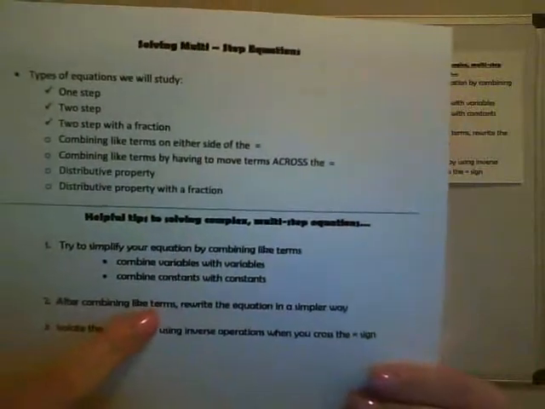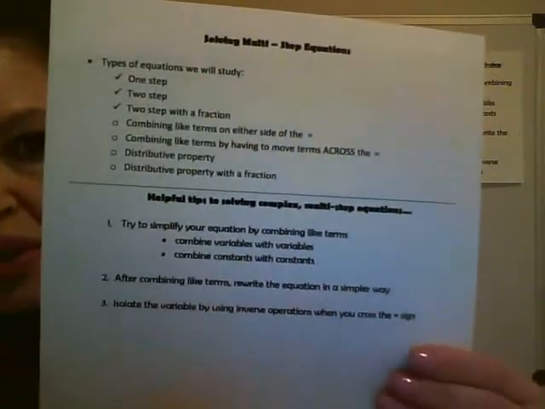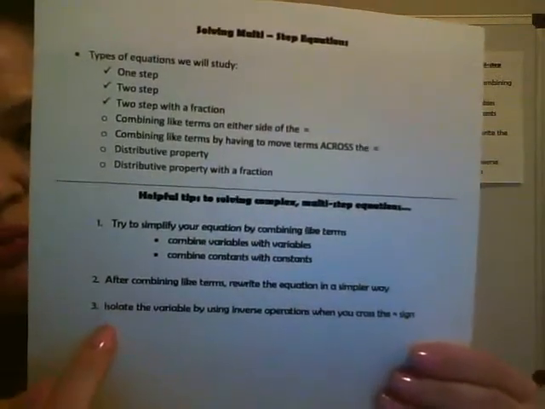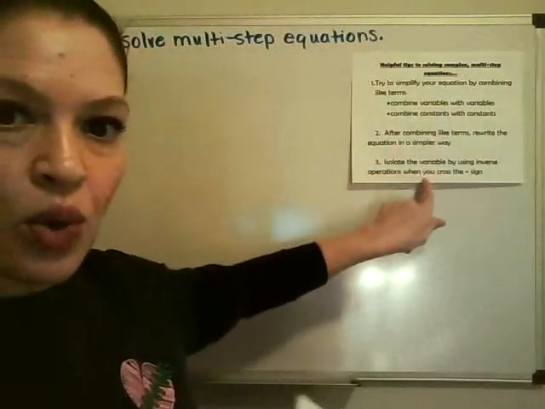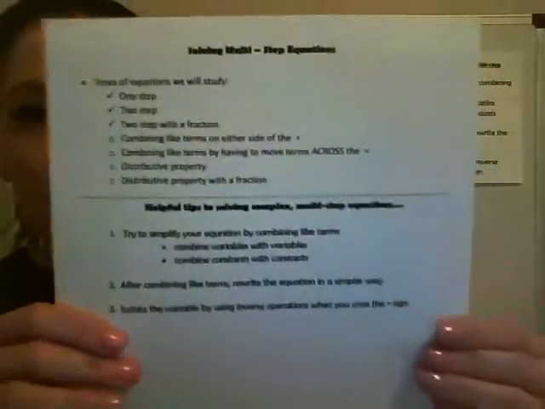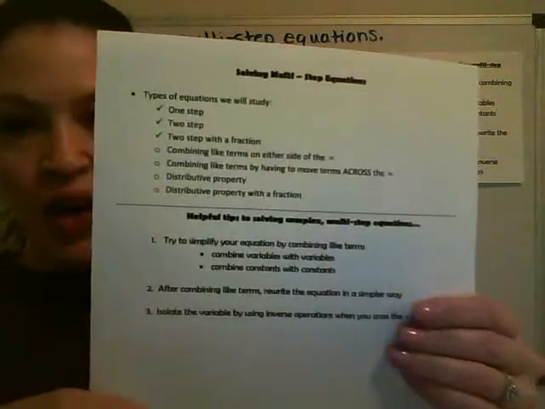After combining like terms, we're going to rewrite the equation in a simpler way. And after that, the goal is to isolate the variable. So I have these same notes typed up right here that we will keep referring to throughout the lesson, or you can have these beside you and check your way down as you solve each one.